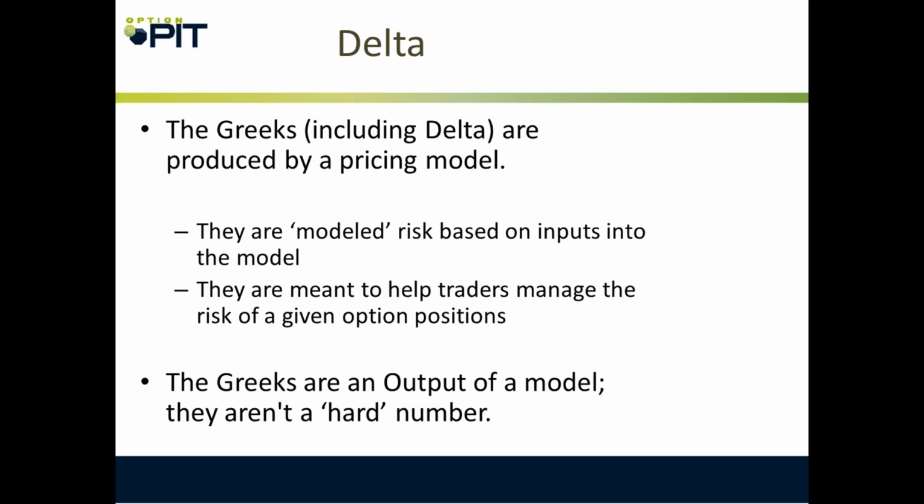So the Greeks, of which delta is one, that correlation, they're produced by a pricing model. All right? They are modeled risk based on inputs into the model. They're meant to help traders manage the risk of a given option position. So the thing to remember is that the Greeks, like delta, are not a hard number. They're an output of a model. All right? They do all sorts of modeling. Is modeling always right?